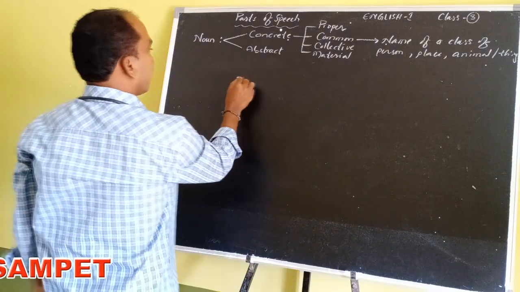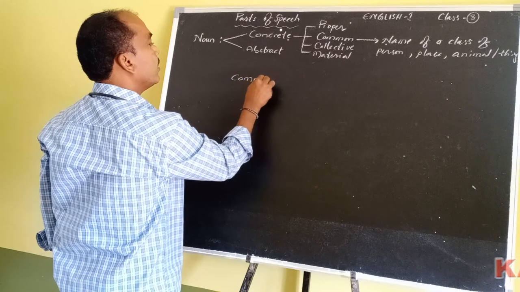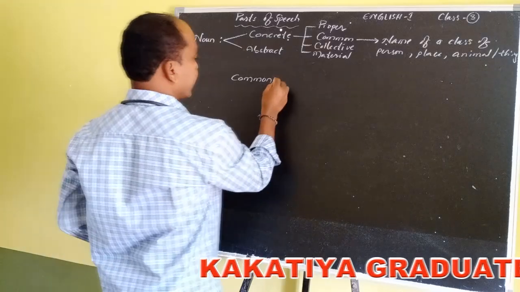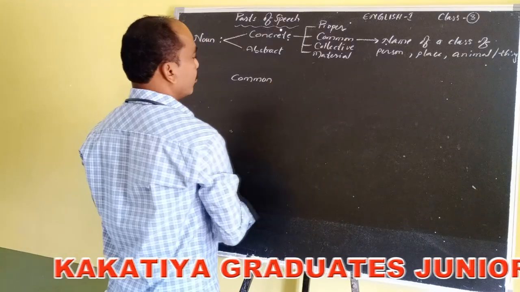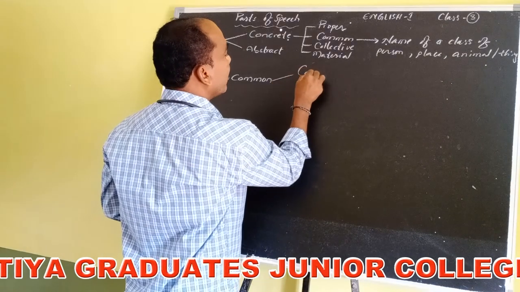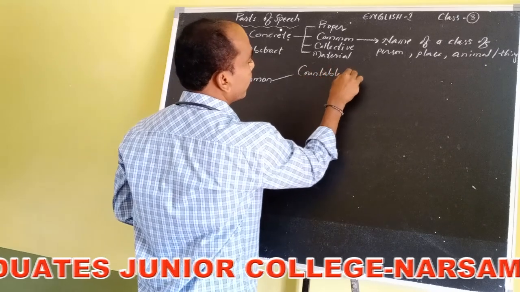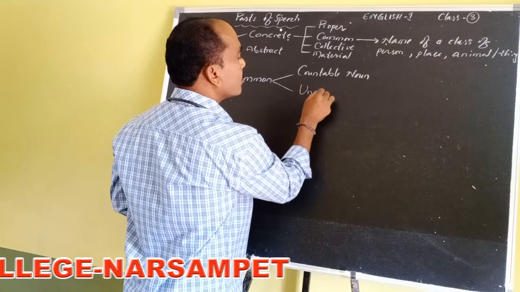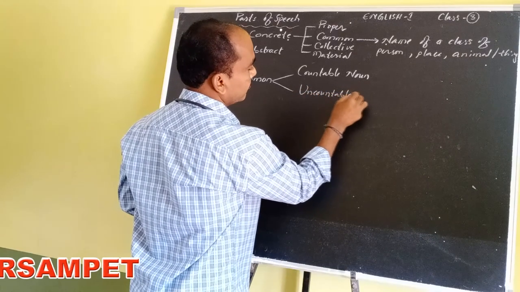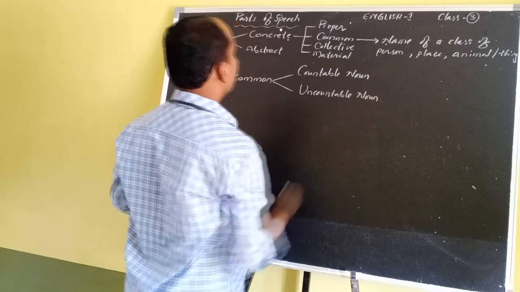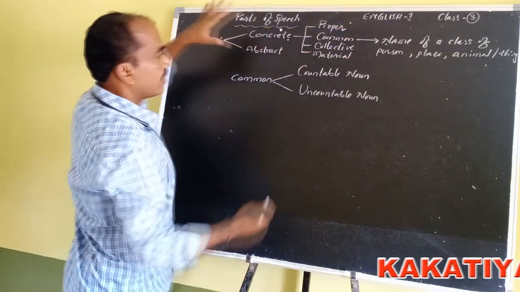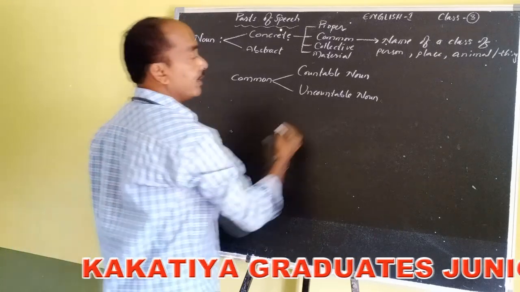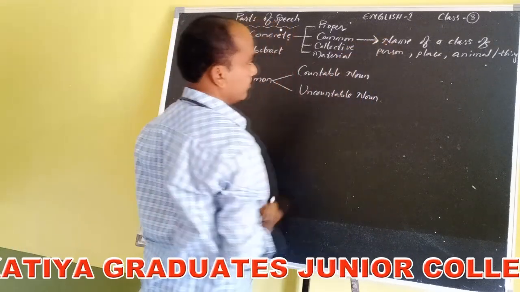Now, today common noun is divided into two types. What are they? Common nouns can be divided into two: that is countable nouns and another one is uncountable nouns. This is yesterday's class. Up to here we learned yesterday. Today we are learning particularly about common noun.